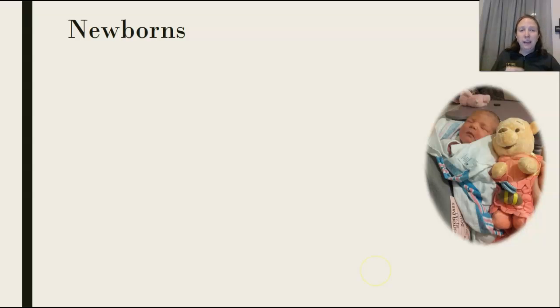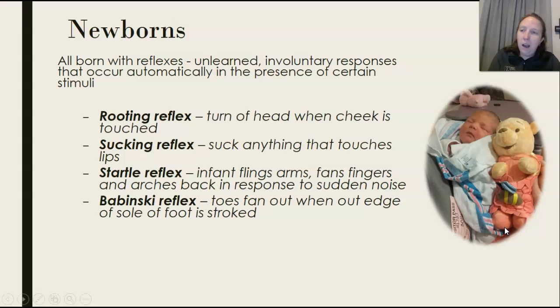And then the final slide already, newborns. This is my niece Winnie when she was about an hour old or so. So this is a newborn right here. The characteristics that we really want to know for this class about newborns is that all are born with these 4 reflexes. A reflex, by definition, is an unlearned, involuntary response that occurs automatically in the presence of certain stimuli. Yes, you need to know the difference between these 4, but they're kind of cool.